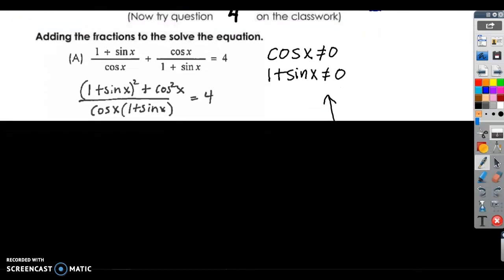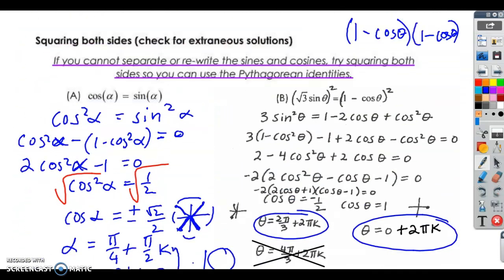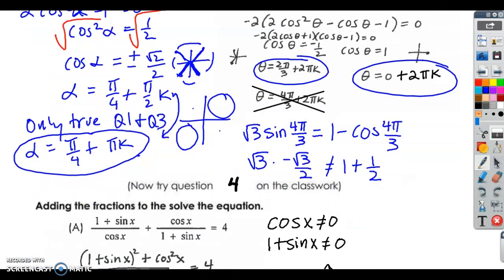Okay, so here we're adding fractions to solve the equation. We're just trying to give you different ideas so you have different tools in your little toolbox here. So when you come across a problem, you might remember these different types of tools and different ways to do things. All right, so adding the fractions to solve an equation. We're still in this section here. We try to square both sides and check for extraneous solutions.